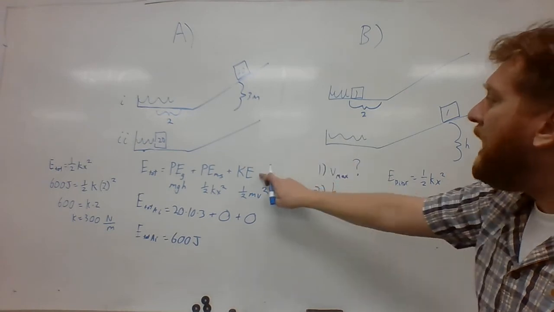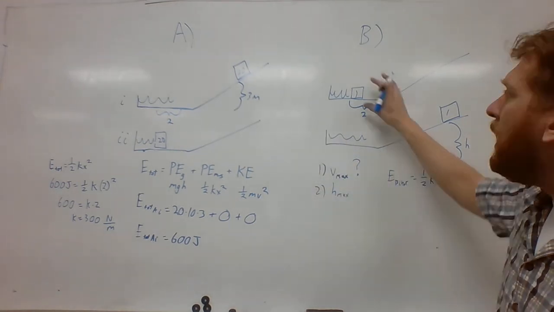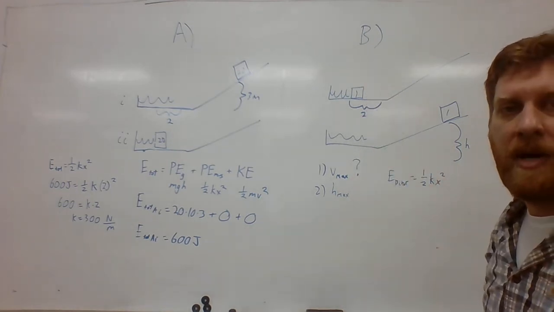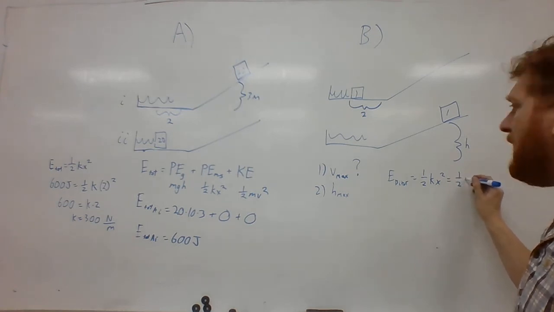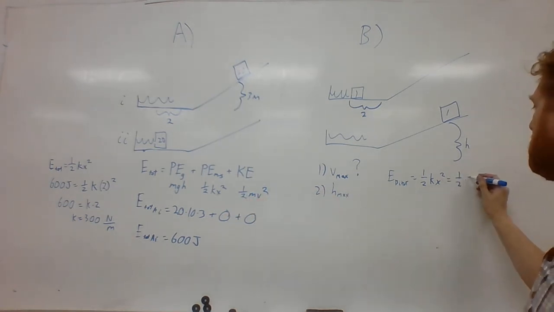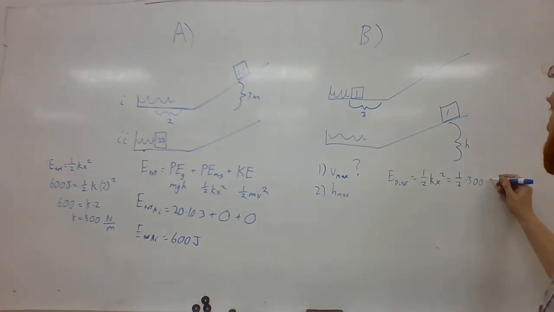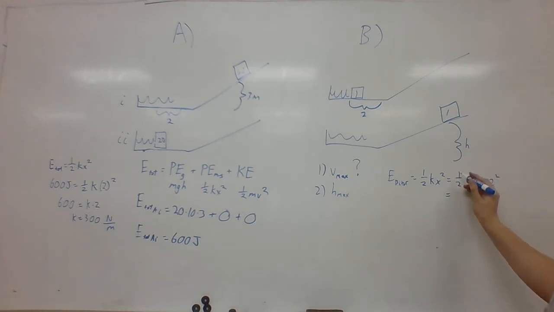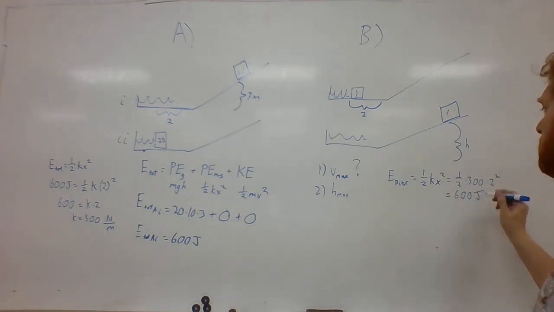Is there any kinetic energy associated with this situation? No, because our block isn't moving, it's at rest when the spring is completely compressed. So the total energy of the system is 1/2 times k, we solved for the spring constant, 300, times x squared. Our compression is 2, so 2 squared. 1/2 times 300 times 2 squared will give us 600 joules.